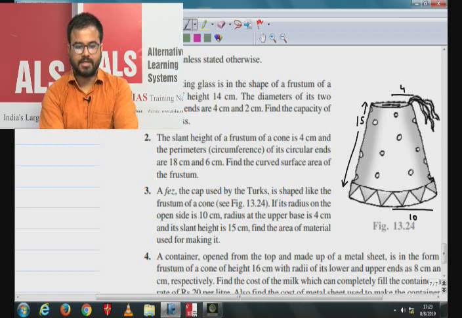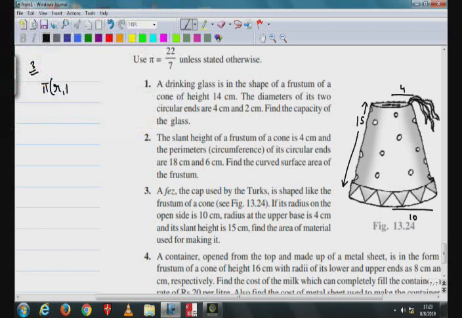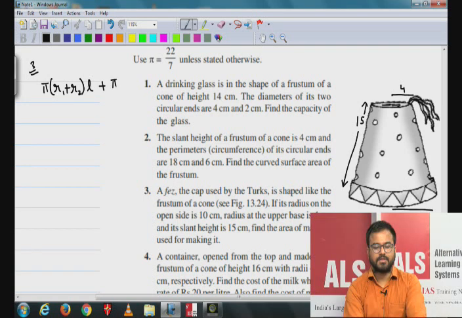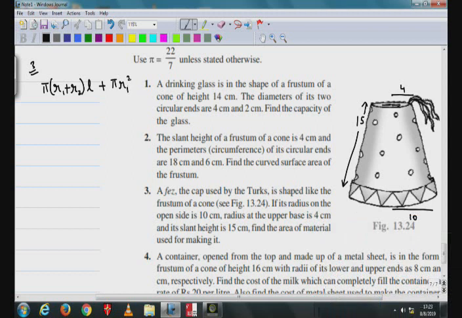The curved surface area in the third case would be pi (R1 plus R2) into L. This is the curved surface area plus the area of the top, which is pi R1 square. This is the area of the material used in making the cap.